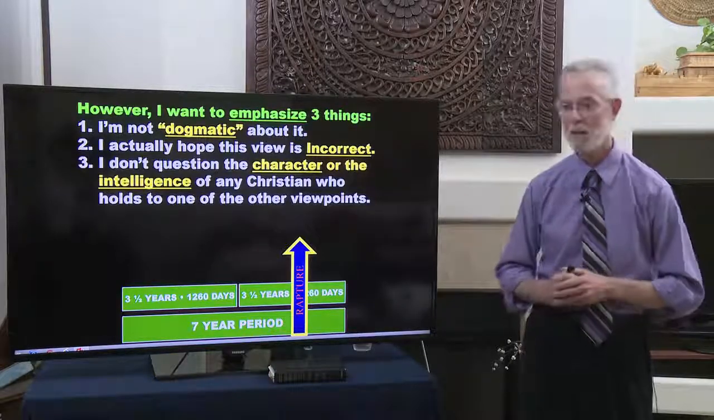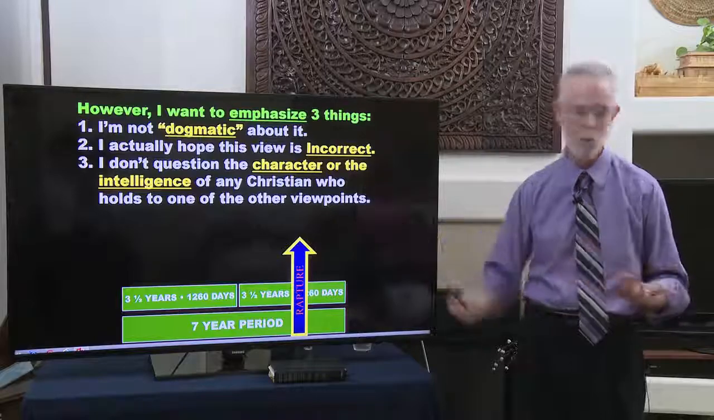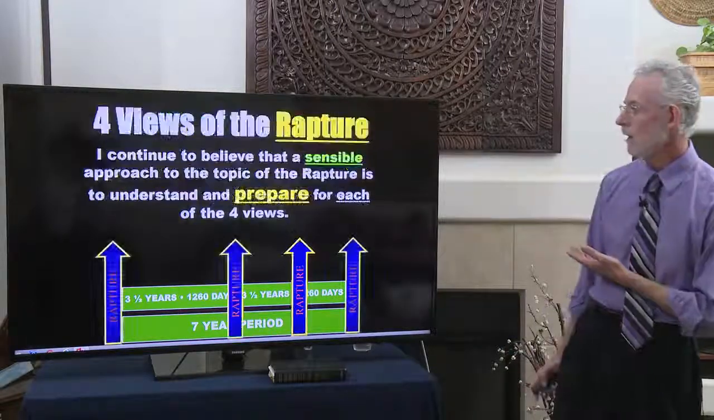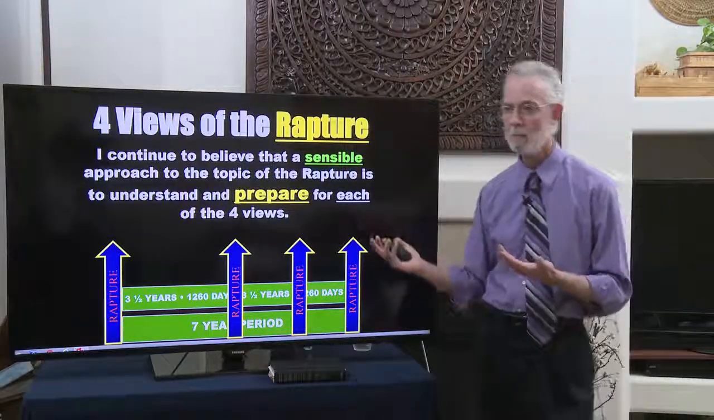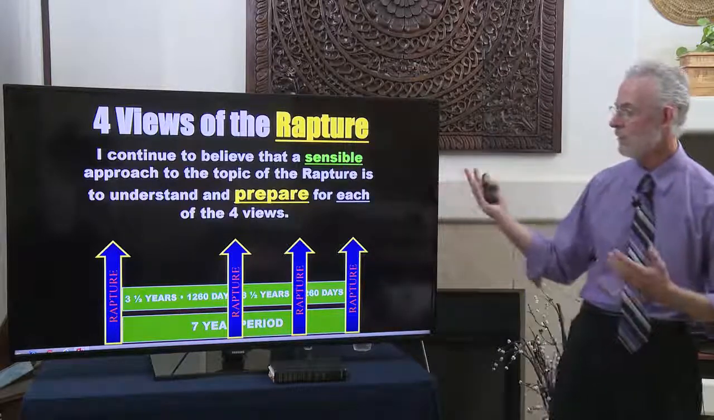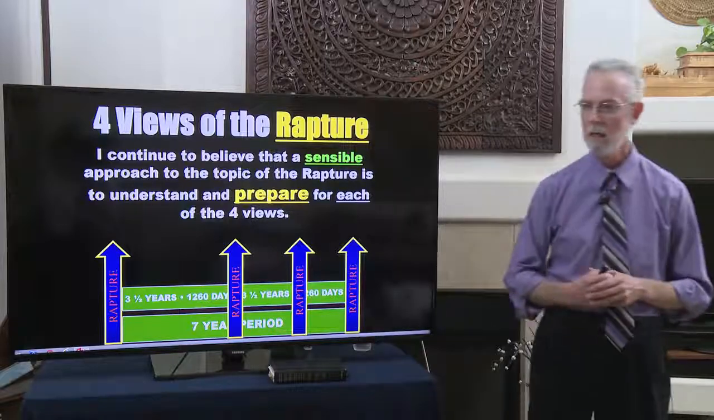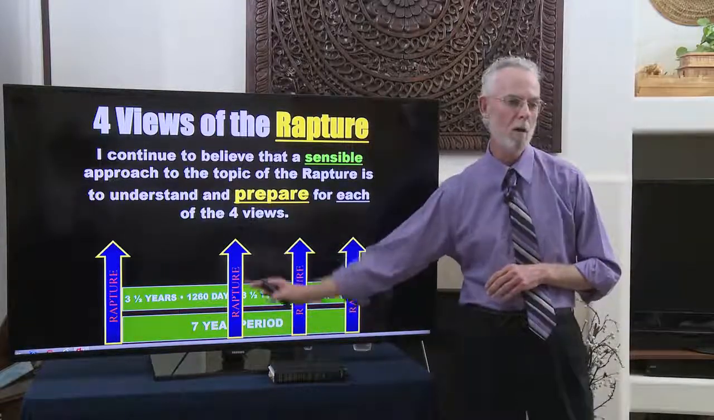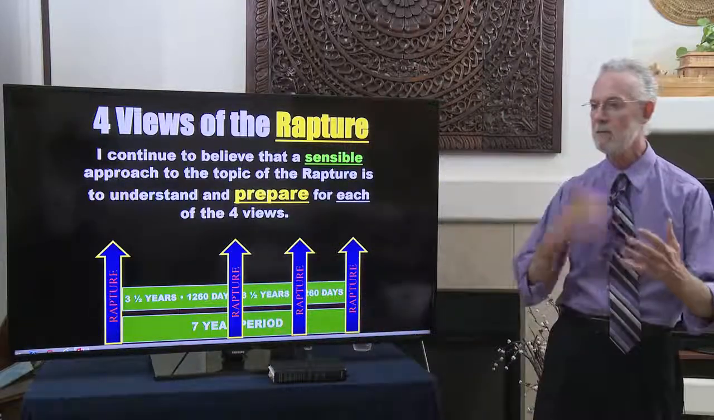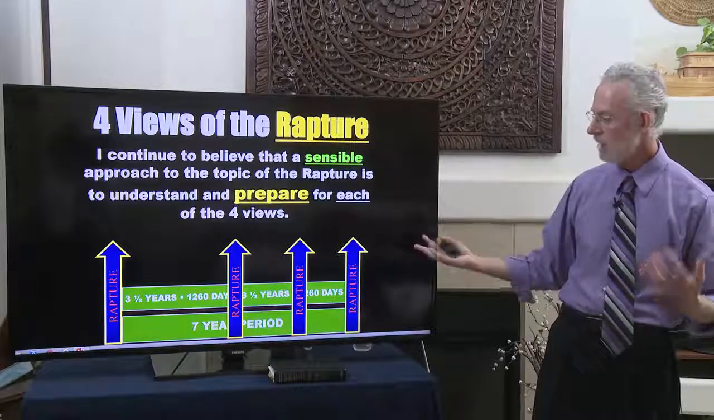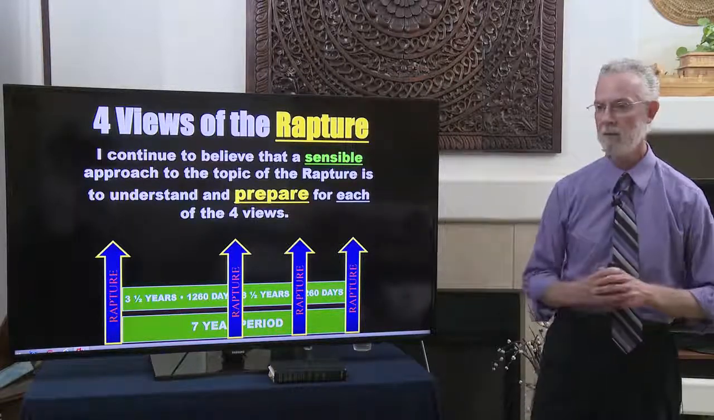But I don't question the character or the intelligence of any Christian who holds to one of the other viewpoints. Here's what I believe, and I really believe this with all my heart. I continue to believe that a sensible approach to the topic of the rapture is to understand and prepare for each of the four views. There's good and faithful Christians who believe all four of these views. They all have some good points. They all have some weak points. I don't understand why every church can't teach all four of these views.